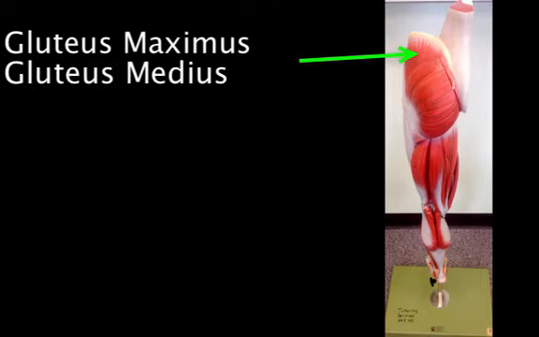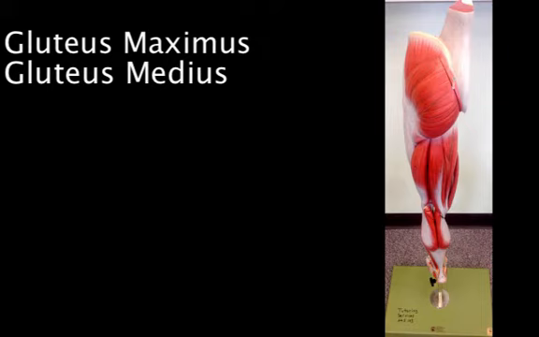Again, if I were to remove the gluteus maximus, you can see the gluteus medius running down deep beneath the gluteus maximus as well. And then you can't see the gluteus minimus on this at all. That's going to be deep to the gluteus medius. All right, moving down to the hamstring region.